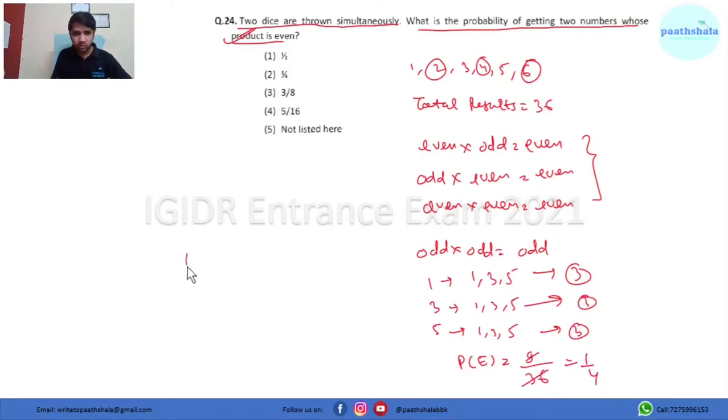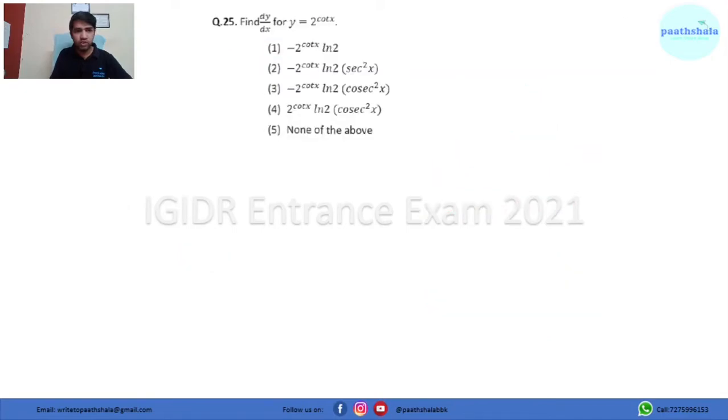Now our required probability is the complementary event of this event, that is, the probability of the product being odd. So this is 1 minus 1 by 4. So we will get 3 by 4. So option 2 is the right option. Now let's move to the next question.